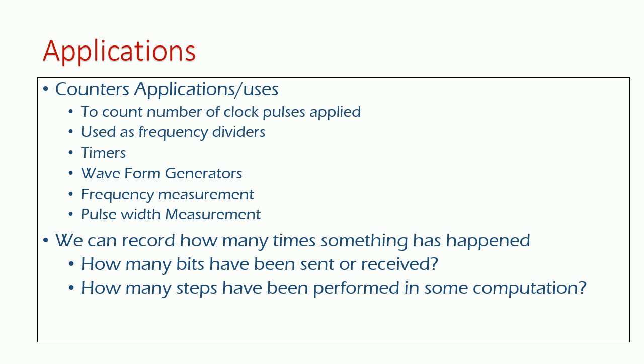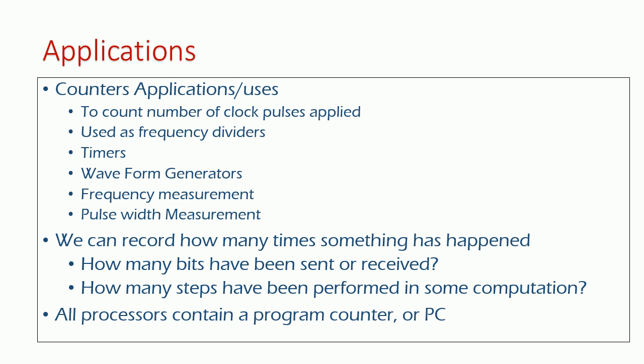One more thing is, you can see how many steps have been performed for some computation, or you can see how much time it took for that computation. If you see that this many clock pulses are required for completing this particular task, with the help of those clock pulses you can calculate how much time is required. And in many of our processors, we have a counter called the program counter. This program counter stores the address of the next instruction to be performed.